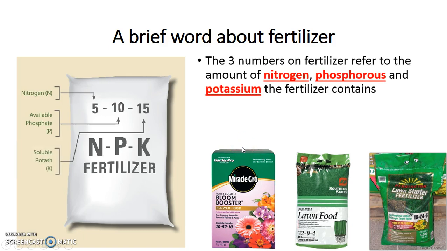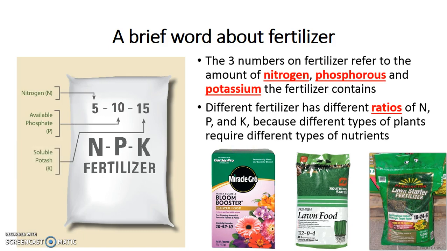But sometimes you'll get fertilizer that has really crappy balances. So let's take a look. Bloom Booster, right? Bloom Booster is 10-52-10. 10 parts nitrogen, 52 parts phosphorus, 10 parts potassium. Well, it's mostly this middle number, phosphorus, which is good for flowers, blooms. So that's a good fertilizer.